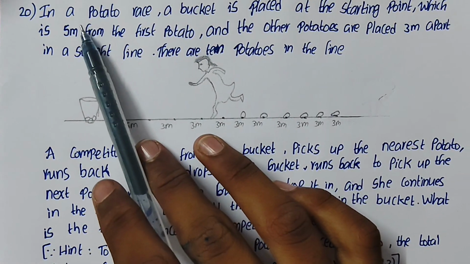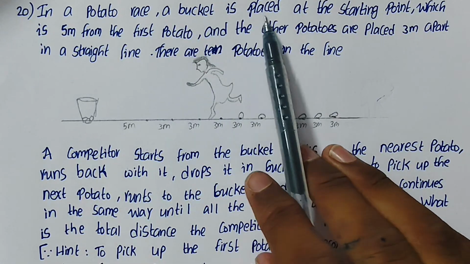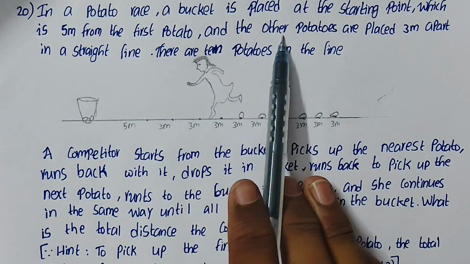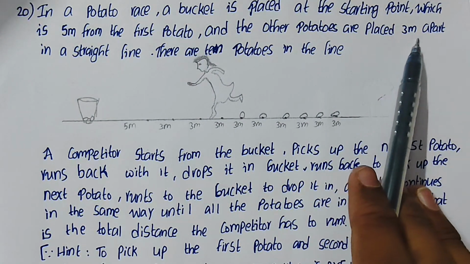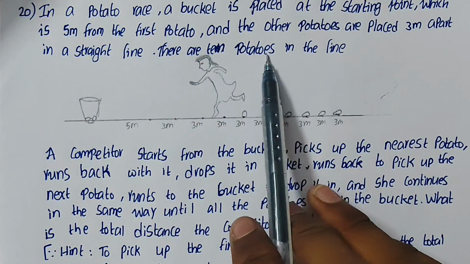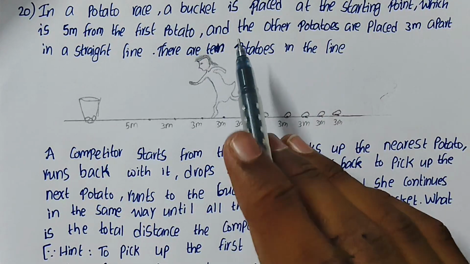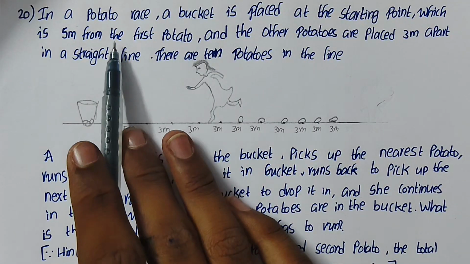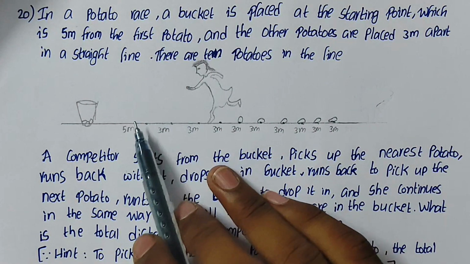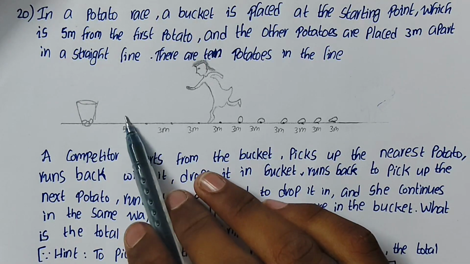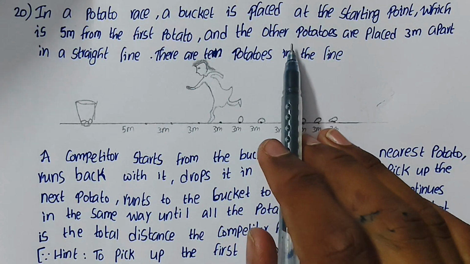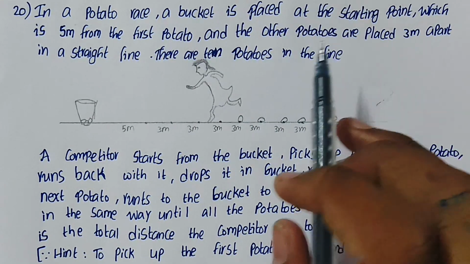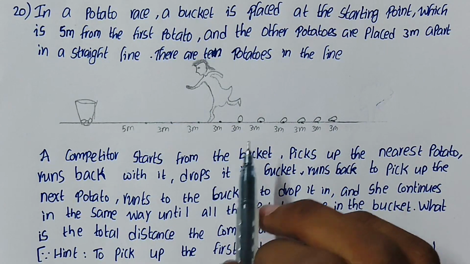So, here the given 20th question is: in a potato race, a bucket is placed at the starting point, which is 5 meters from the first potato, and the other potatoes are placed 3 meters apart in a straight line. There are 10 potatoes in the line. So, in a line, there are 10 potatoes. There is a potato race going on. From the first point, the distance is 5 meters, and all the other potatoes are kept 3 meters apart, and there are a total of 10 potatoes.